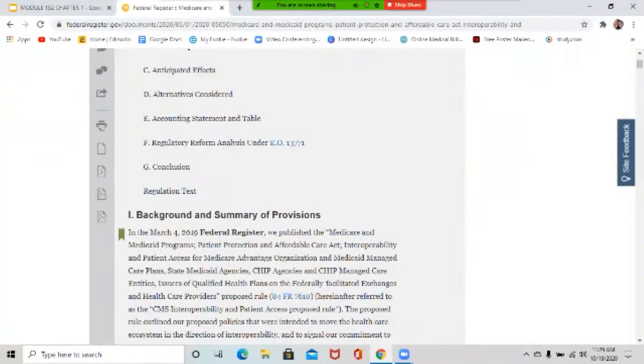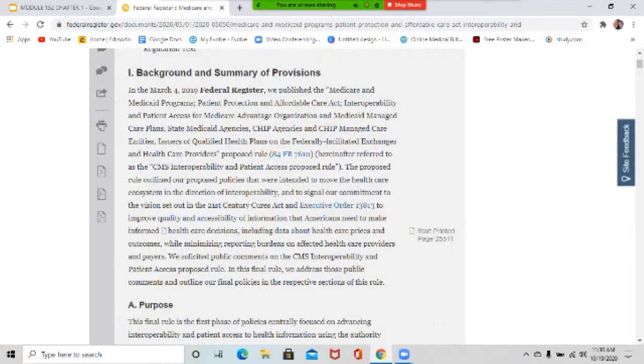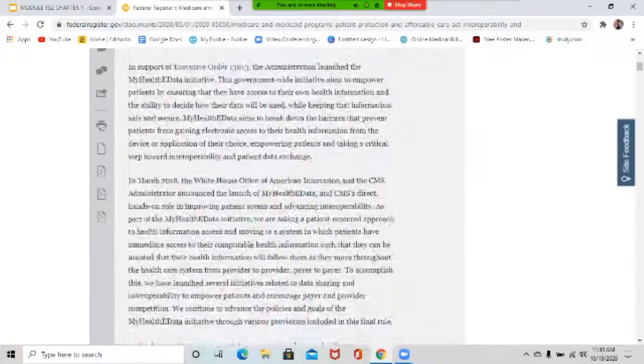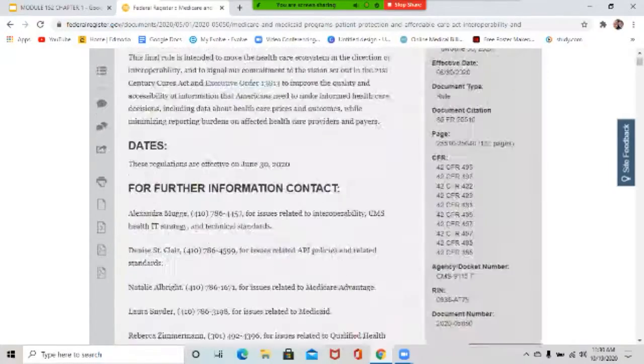In March 4th, 2019, Federal Register, we published the Medicare and Medicaid programs, Patient Protection and Affordable Care Act, interoperability and patient access for Medicare Advantage Organization and Medicare Managed Care Plans, state Medicaid agencies, CHIP agencies, and CHIP managed care entities, issuers of quality health plans of the federal. Anyway, so we could just keep on and on and on and read, but this is what the Federal Registry is, and this is what's online. So you can refer to that anytime to see what changes.